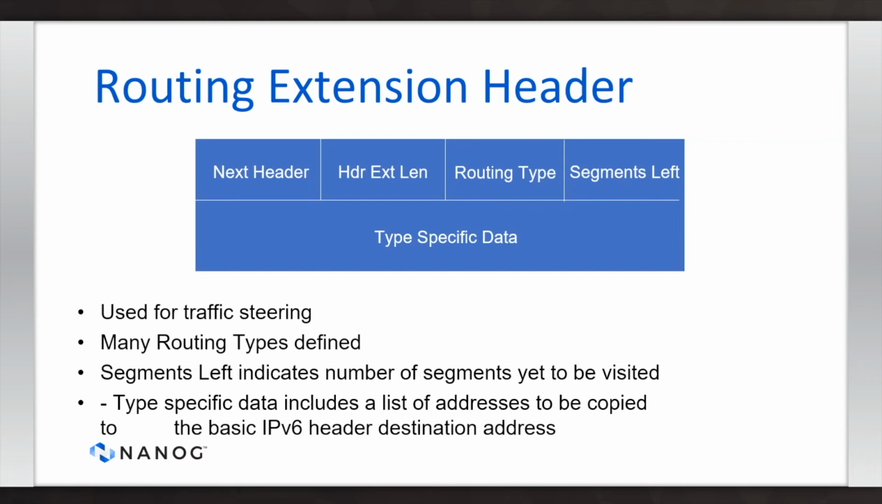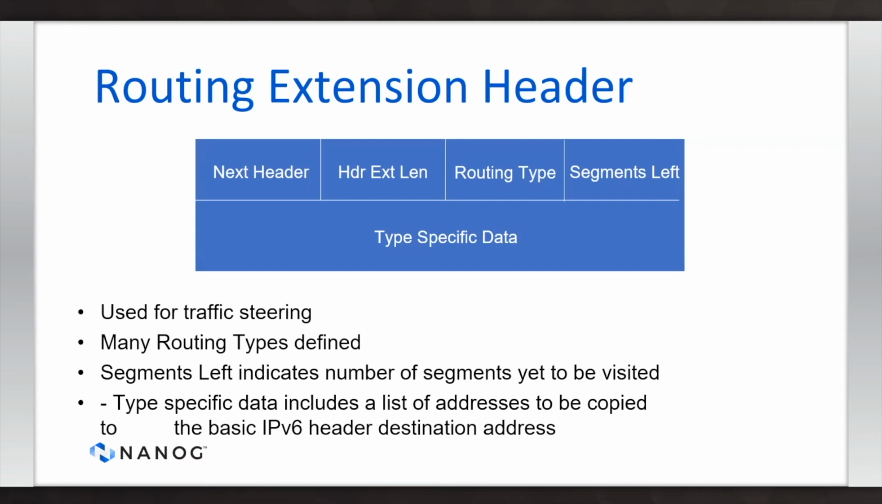There used to be an RH0, which was the generic one. I think there's certainly one for segment routing. There are a few others floating around, but it tells you how to interpret the type-specific data. And there's also segments left, the number of segments that still need to be visited along the traffic engineered path. So it's used for traffic steering, and many routing types are defined. Segments left indicates the number of segments yet to be visited. And the type-specific data includes a list of addresses to be copied to the basic IPv6 header destination address.